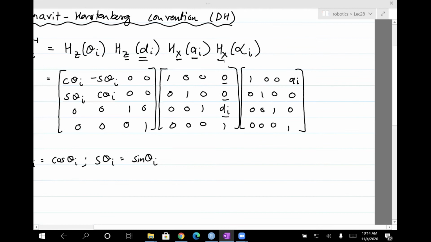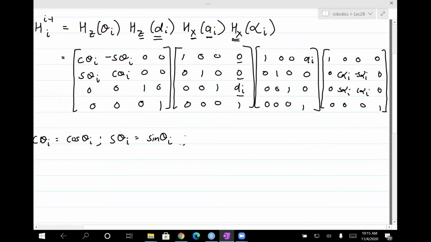And finally, we have the rotation about the x-axis by an angle alpha_i. That is the rotation matrix about the x-axis. I'll write it as C alpha_i, S alpha_i, 0, S alpha_i, C alpha_i, and then 0, 0, 0, 1, 0, 0, 0. That's because the translation along x, y, and z for this fourth homogeneous transformation is simply 0. So again, C alpha_i is cosine alpha_i, and S alpha_i is sine alpha_i.